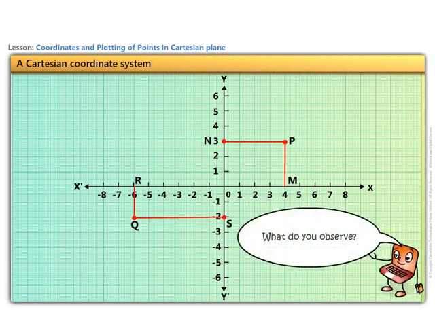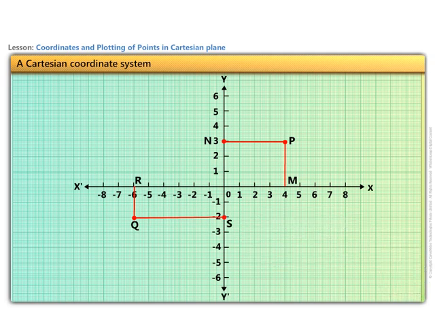What do you observe? We find that for point P, the perpendicular distance of the point P from y-axis measured on the positive direction of x-axis is PN, that is equal to OM, which is equal to 4 units. Similarly, the perpendicular distance of the point P from the x-axis measured along the positive direction of the y-axis is PM, which is equal to ON, which is equal to 3 units.